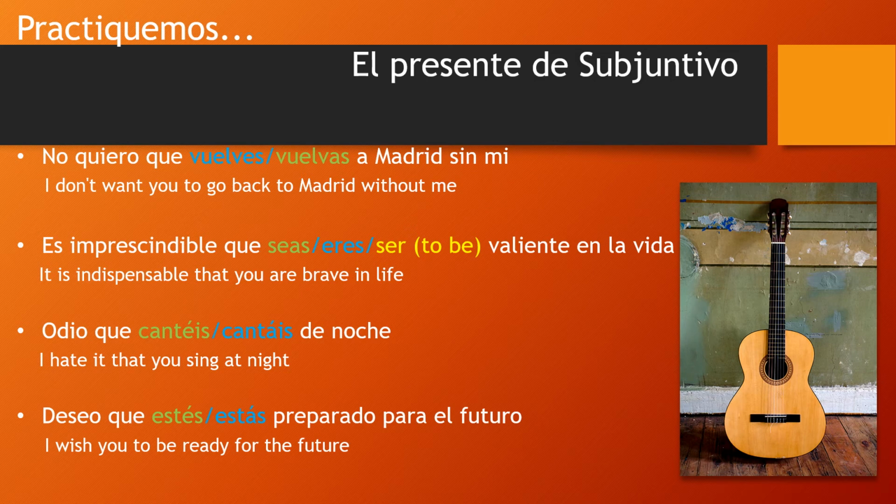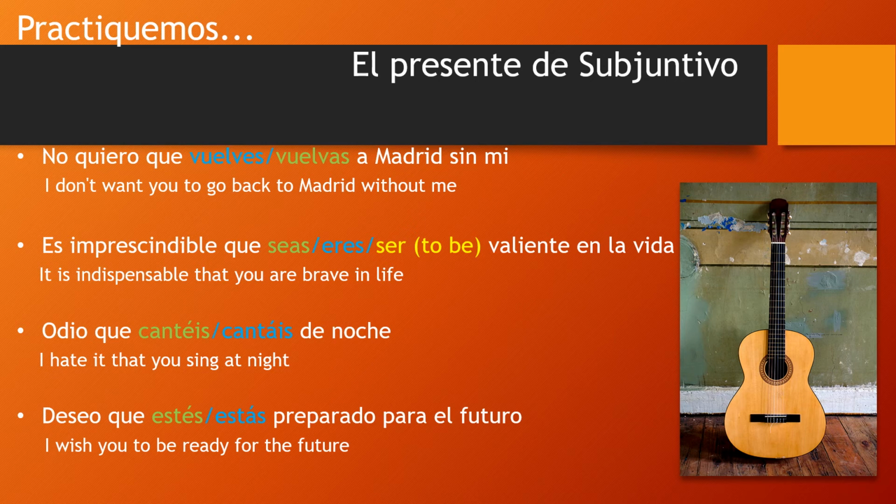Es imprescindible que seas valiente en la vida. It is indispensable that you are brave in life. It's my opinion, but it's depending on you. It's definitely not the indicative eres, because here it's got to be the subjunctive. However, there's the possibility to make a general statement, a general truth with the infinitive. Remember, that's why I put ser in yellow, because it's a possibility. And here you would be asserting it is indispensable that you are brave in life. That is like that, and there's no question about it. If you want to be more subjective, and that's why it's the subjunctive, you use the subjunctive seas, to be.